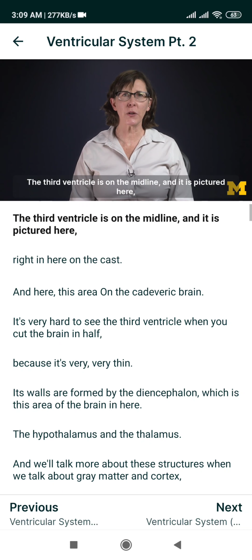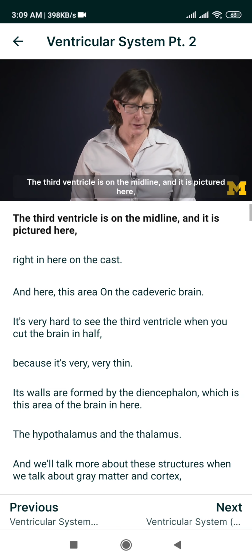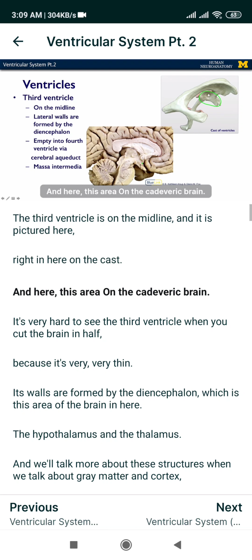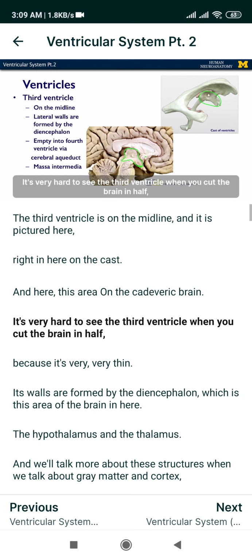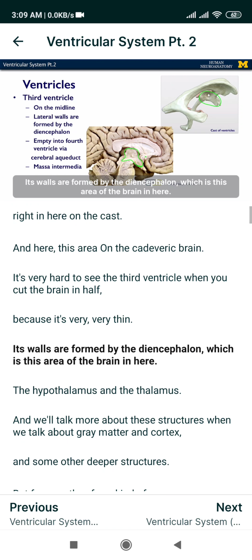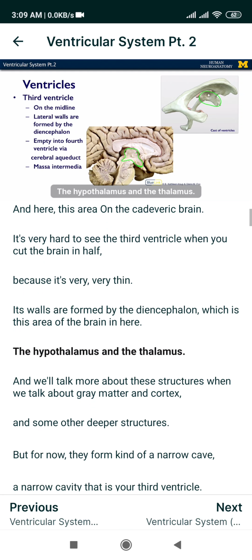The third ventricle is on the midline, and it is pictured here on the cast, and here, this area on the cadaveric brain. It's very hard to see the third ventricle when you cut the brain in half because it's very, very thin. Its walls are formed by the diencephalon, which is this area of the brain in here, the hypothalamus and the thalamus.